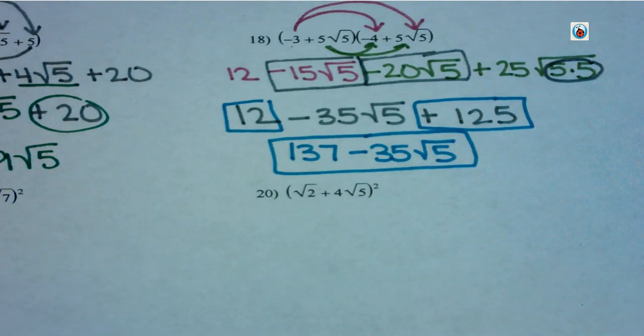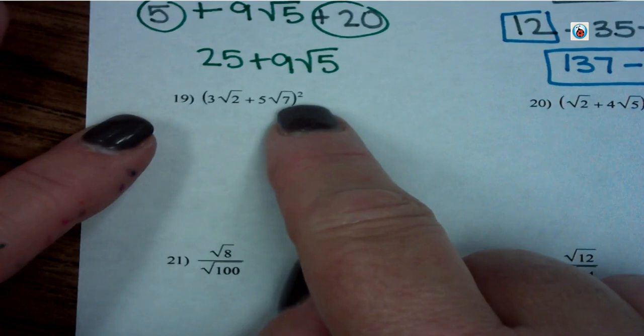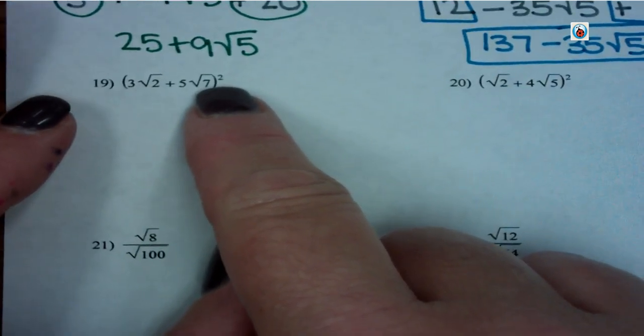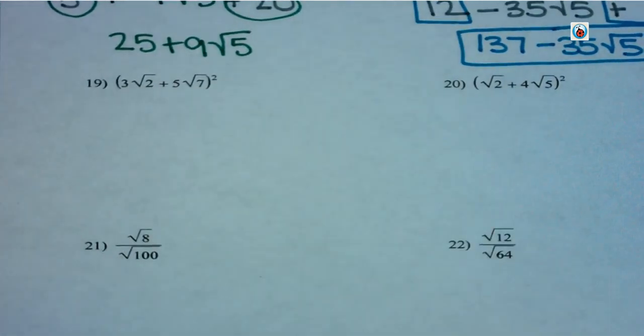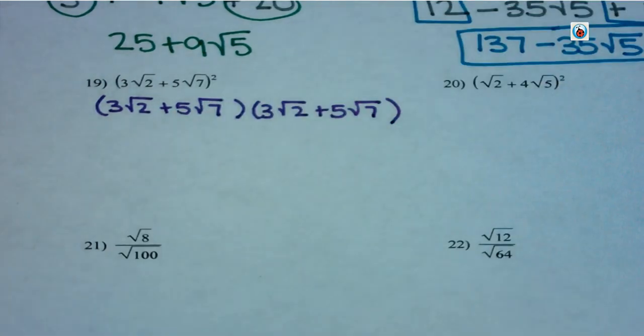Okay, number 19. What does that little 2 up there mean? That actually means we have 2 sets of those parentheses, so I'm going to write them twice. So I have 3 radical 2 plus 5 radical 7 times 3 radical 2 plus 5 radical 7. Now we're going to do exactly what we just did, same process. We're going to distribute and multiply.